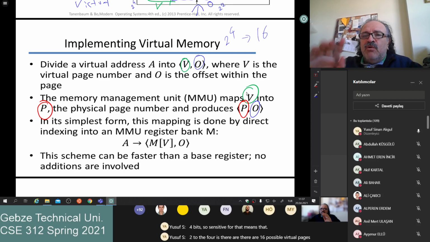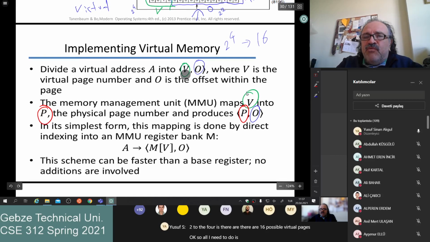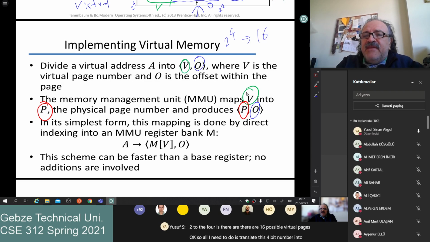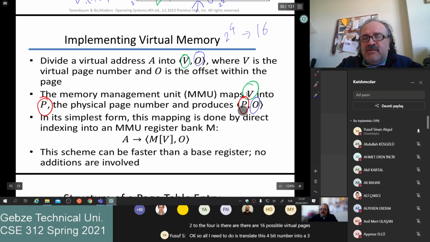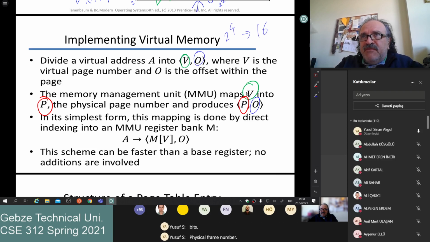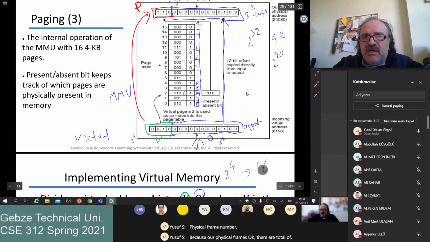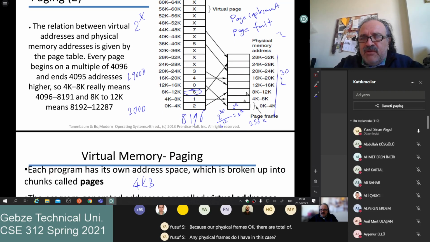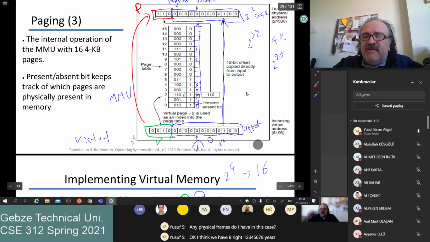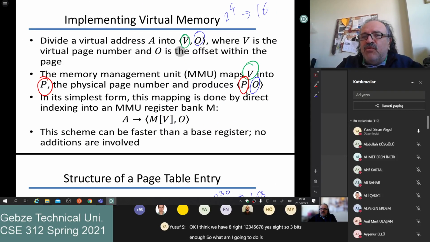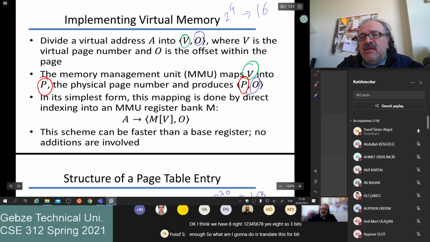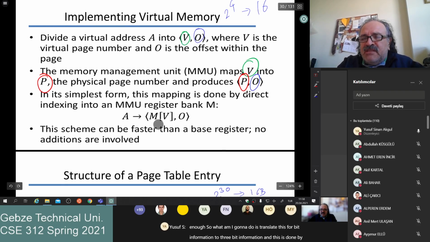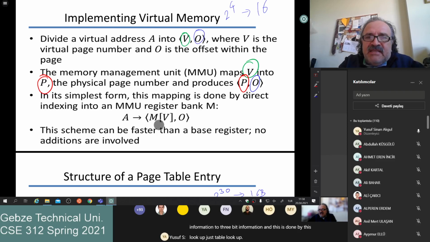So all I need to do is translate this 4-bit number into a 3-bit physical frame number, because how many physical frames do I have in this case? I think we have 8: 1, 2, 3, 4, 5, 6, 7, 8. Yes, 8. So 3 bits are enough. What I am going to do is translate this 4-bit information to 3-bit information, and this is done by a table lookup, just indexing.